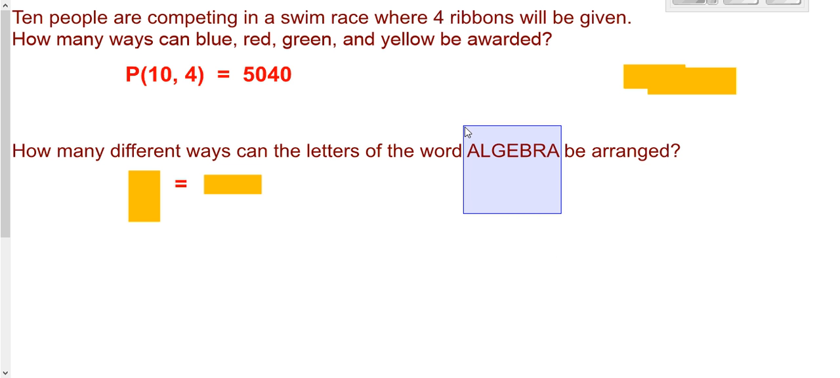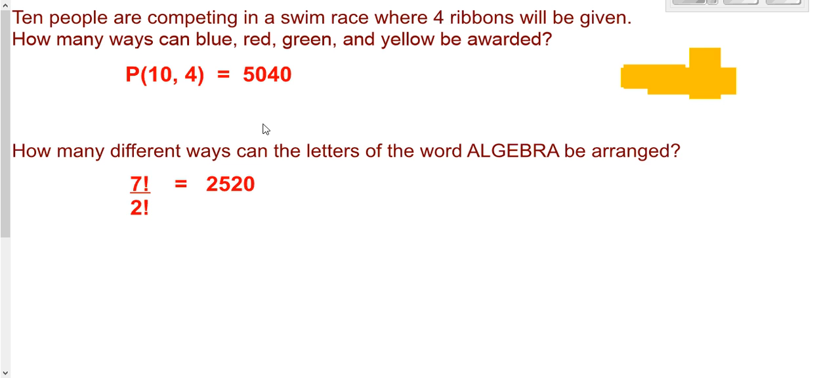Here we're looking at these being arranged, so it's a permutation. And we have repeated elements of the A's, so we're going to go the total number of letters over our repeated elements. It's only A that's being repeated. It's being repeated twice, so we go over 2 factorial. We type that in. We get 2,520.